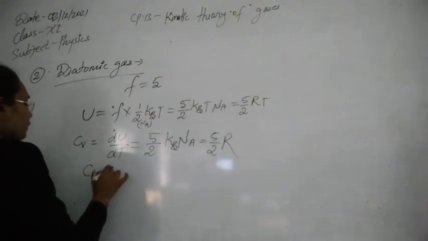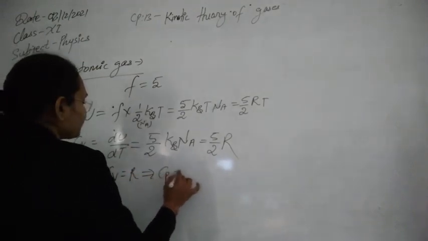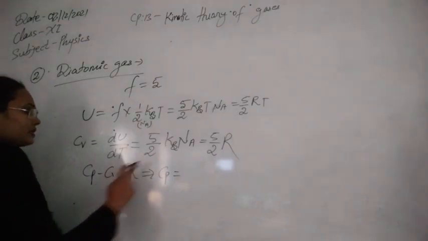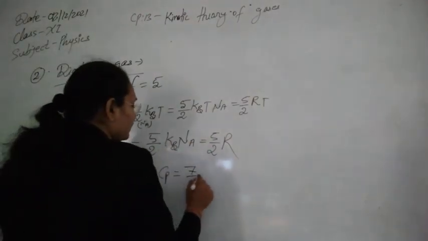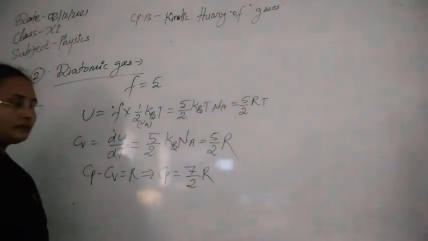Now using Mayer's formula, Cp minus Cv is equal to R. We can calculate Cp from here, that will be R plus Cv, and if you solve, this will be equal to 7/2 R.